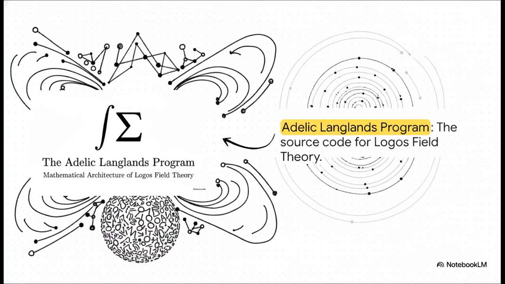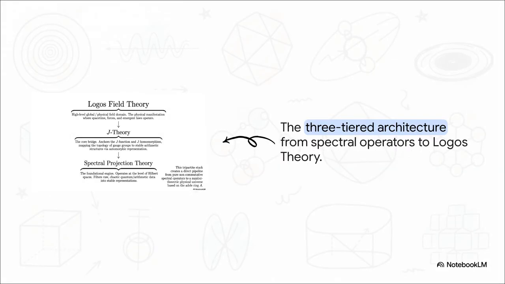This overarching framework, the Adelic Langlands Program, is absolutely wild. It's a mathematical architecture so profound that it literally acts as the source code for what we call logos field theory. It completely merges continuous and discrete mathematics into a single unified computational engine. And it all operates in this elegant three-tiered stack. Think of it as a direct pipeline flowing upward.